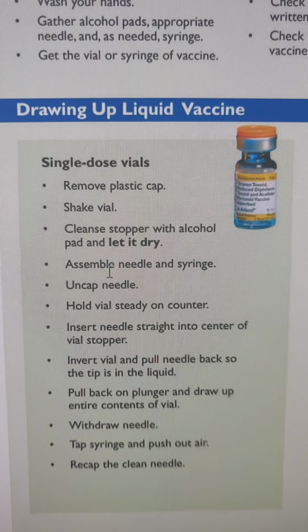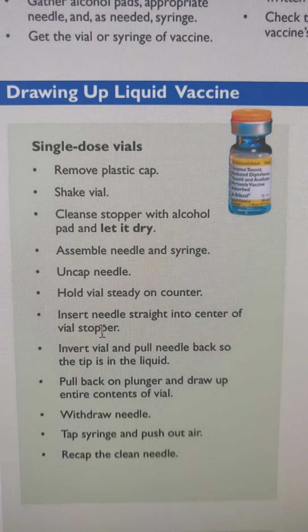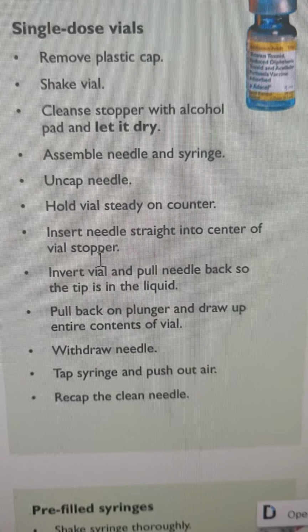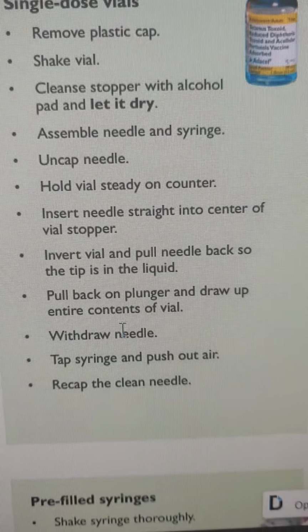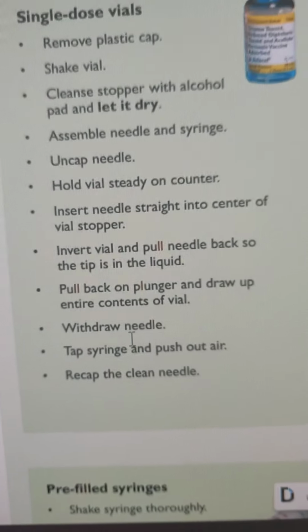Assemble the needle and syringe. Uncap the needle. Hold the vial steady on the counter. Insert straight into the center of the stopper. Invert the vial. Pull the needle back so the tip is in the liquid. Pull back on the plunger. Draw up the entire contents. Withdraw the needle. Tap the syringe. Push air out. Recap the needle.